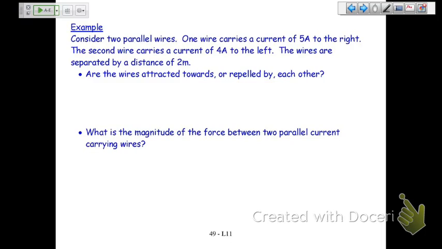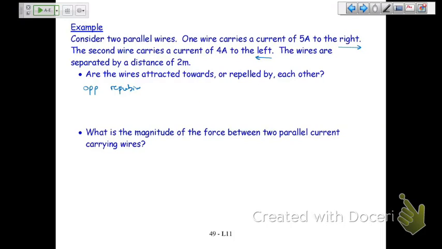2 parallel wires. One wire carries current to the right and the other one carries it to the left. Opposite directions. I find opposite directions repulsive. When I'm driving down the road and I see the traffic coming opposite me, I go, ugh, repulsive.